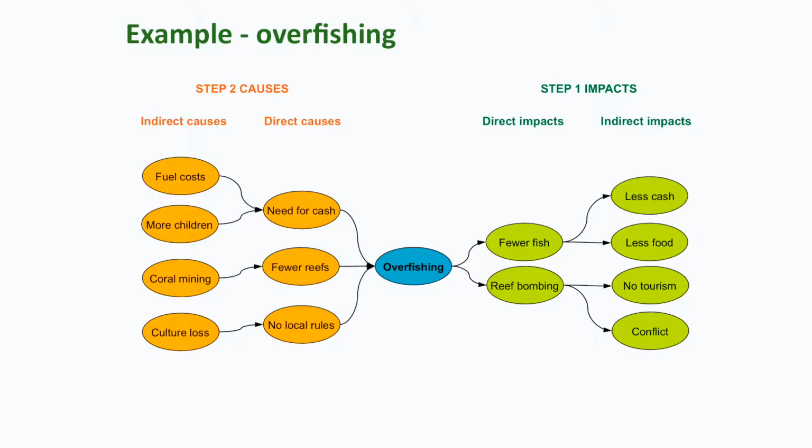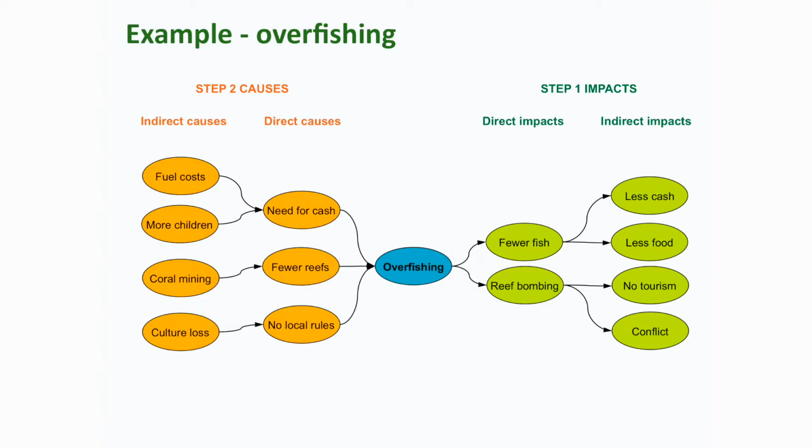An example, this is a PNG case study as well. It's in the coastal communities in the South Fly district area, which is on the border with Indonesia, Torres Strait, in that kind of transboundary area. There's a huge amount of overfishing that occurs there.